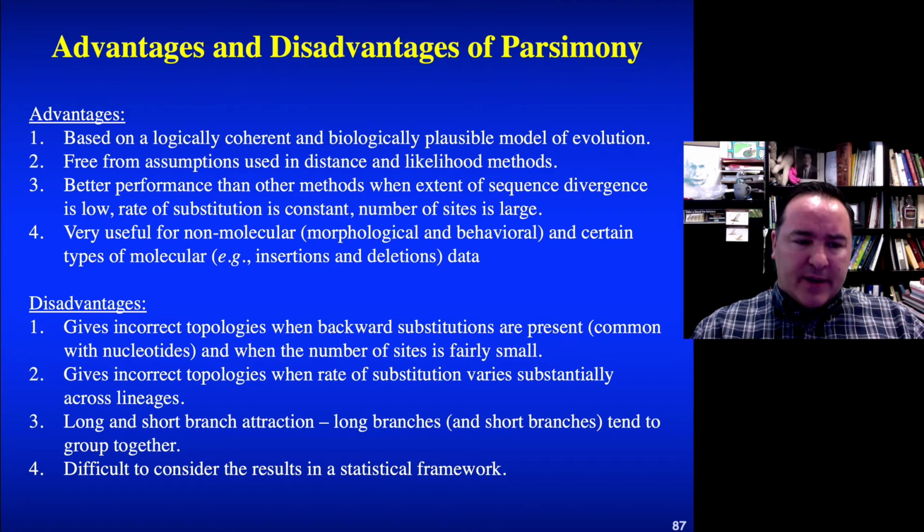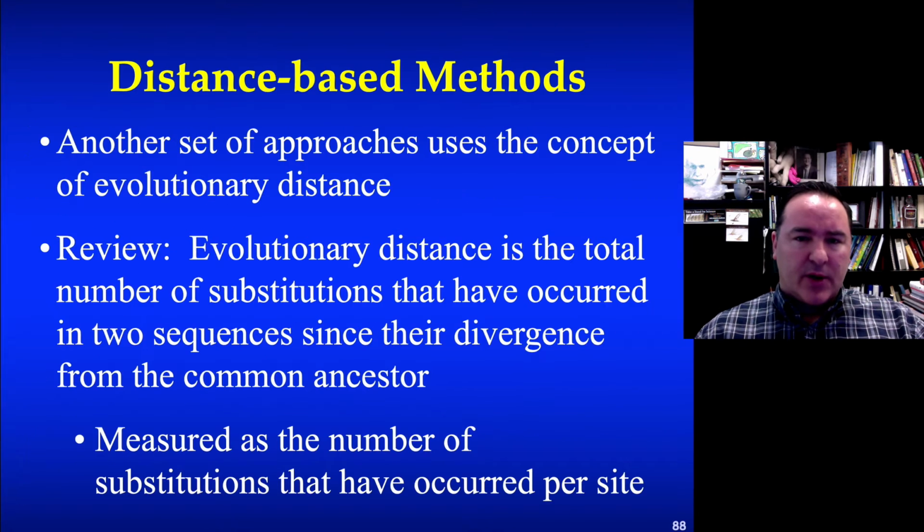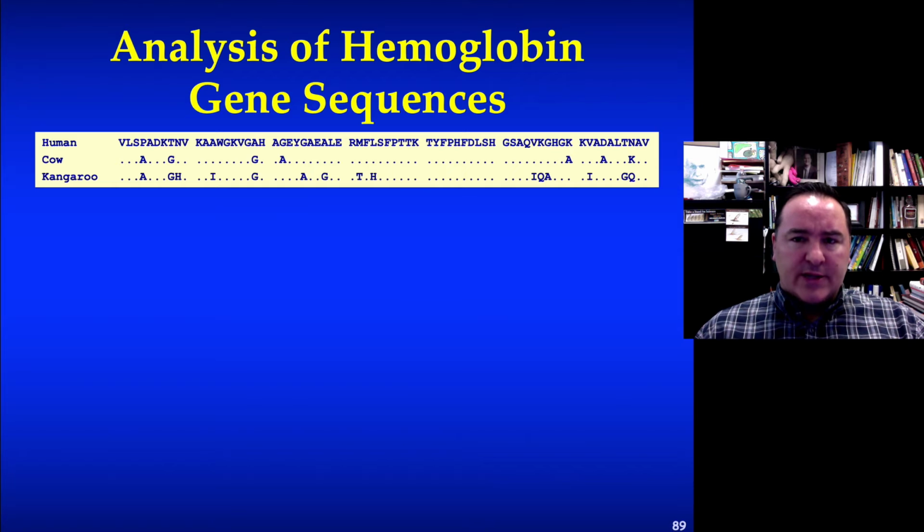So we've talked about the advantages and disadvantages of parsimony. I'm not going to go through that. The next set of methods is distance-based methods. I'm going to quickly go through these because we already did something very similar to this before, where you do a comparison side by side of two sequences.